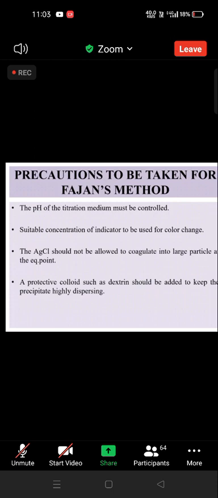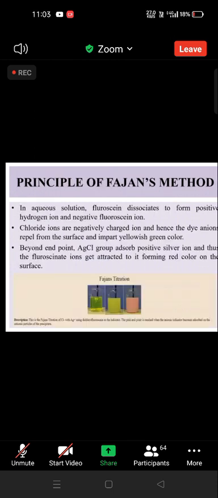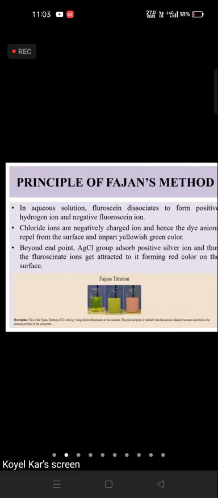Tomorrow maybe I won't be taking classes. Shweli madam will be taking class. So the next day, maybe Wednesday, if I take class, then I will continue with the precautions for the Fajan's method. Clear? Okay, ma'am. Up to this principle. I will not post any PPT now since I haven't completed the PPT. Then you can go through the Mohr's method of precipitation titration, which is already given to you.